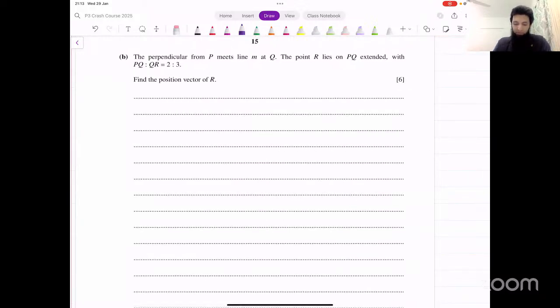So now, first of all, let's try to understand what they're saying. The perpendicular from P, so there's a point P that we were told about in the first part.